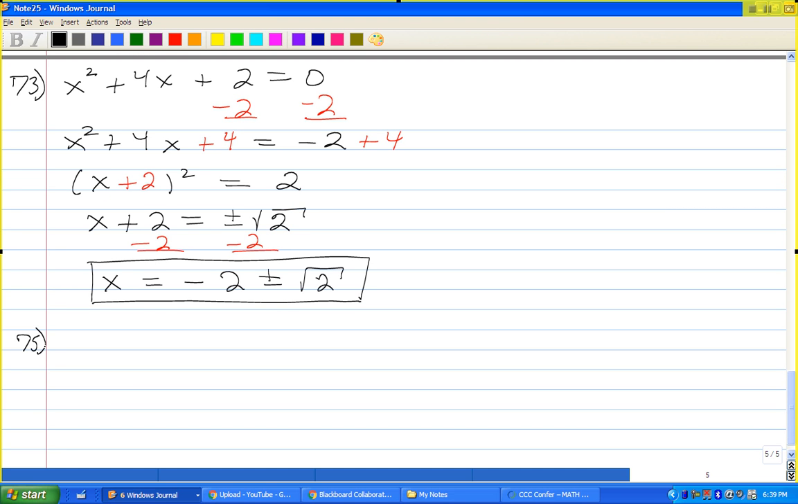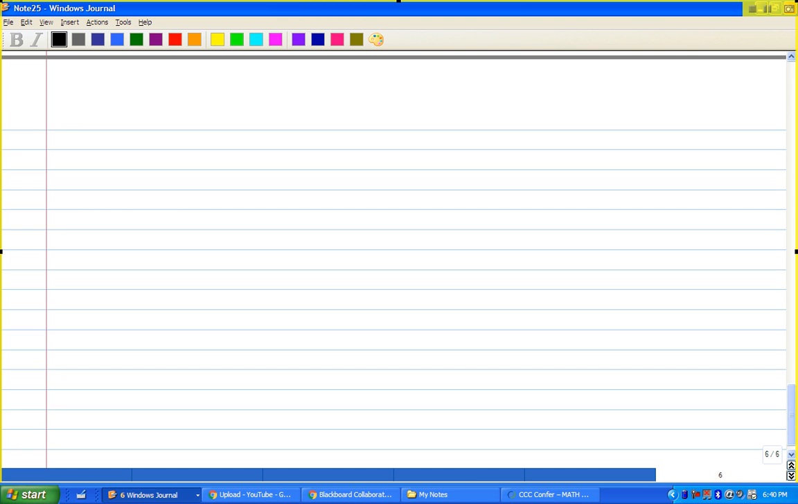Let me do problem number 75. z squared plus 2z minus 10 equals 0. Let me add 10 to both sides of my equation. So I have z squared plus 2z is equal to 10. Let me complete the square.